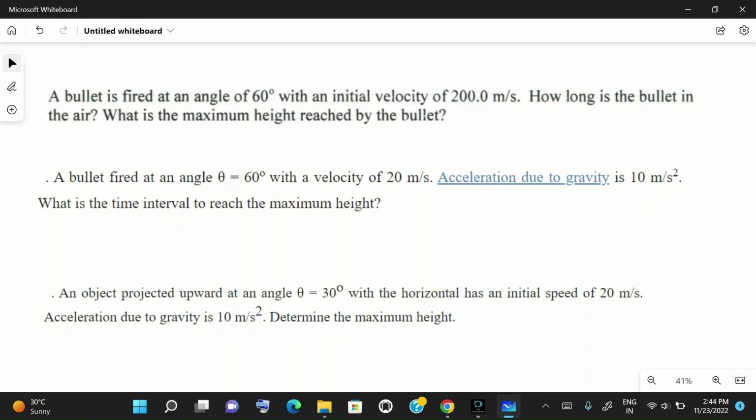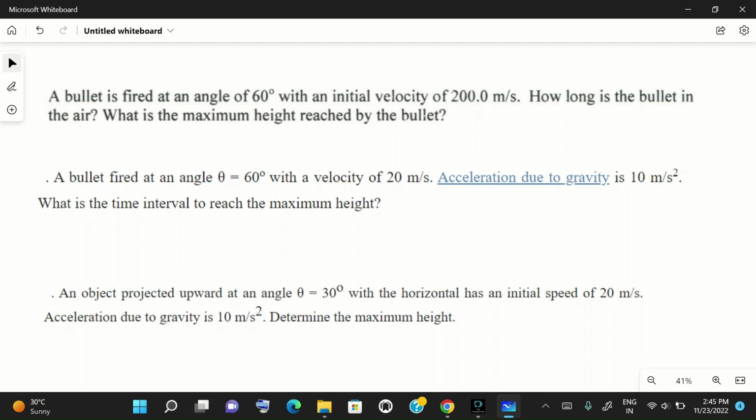In today's video, we will solve some numerical problems on projectile motion. In the previous two videos, we have derived the equation for projectile motion and the various formulas of maximum height, range, and time of flight for the projectile motion.